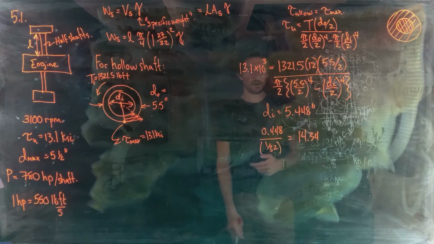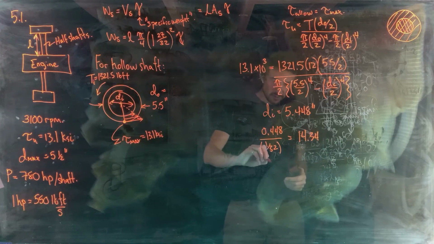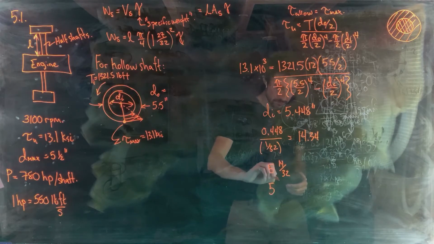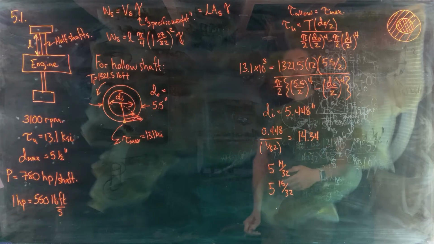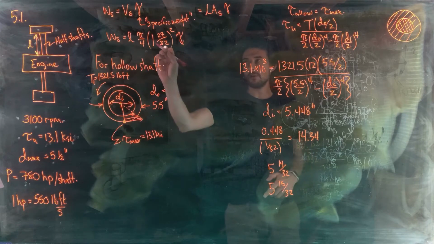And that comes out to 14.34 there. Okay, so now, again, you have the choice, right? You can round this to 5 and 14/32, or you can round to 5 and 15/32.